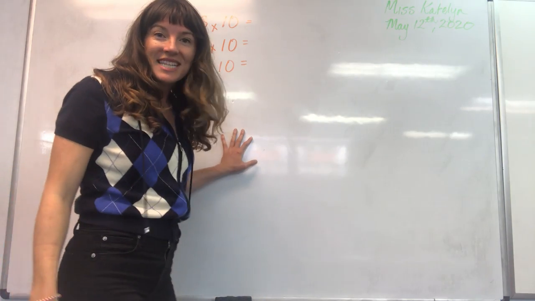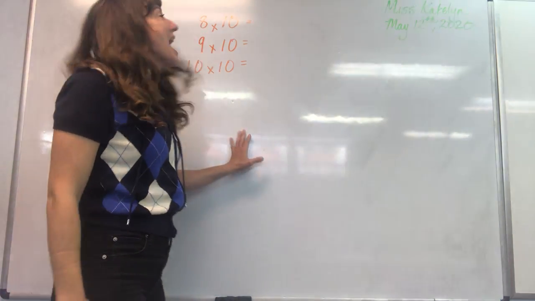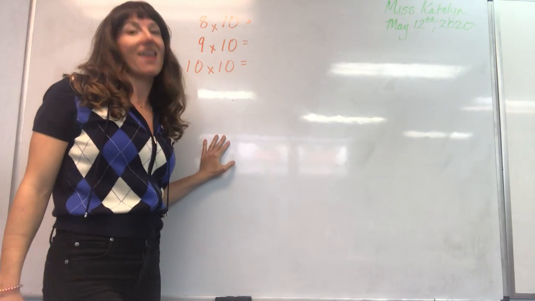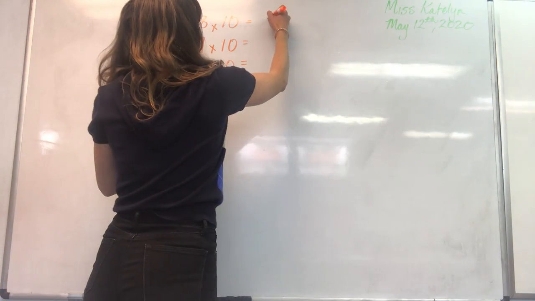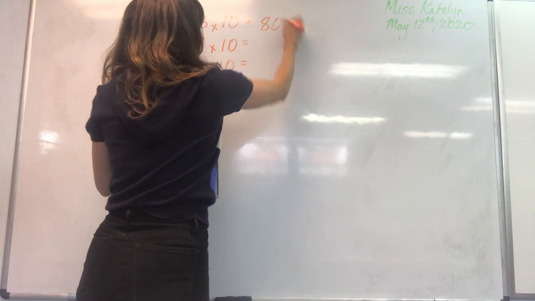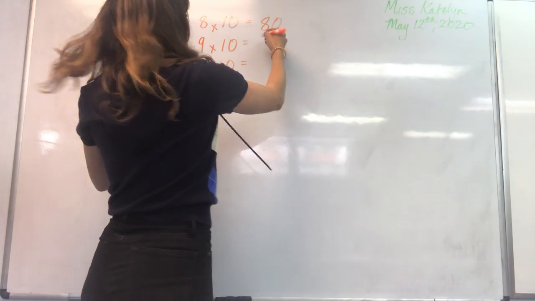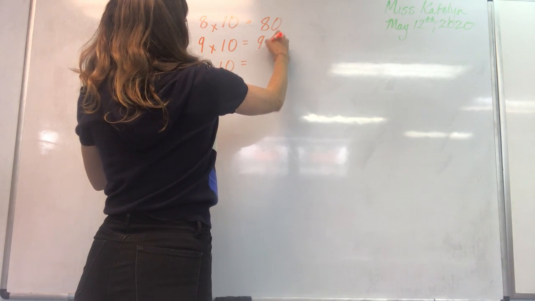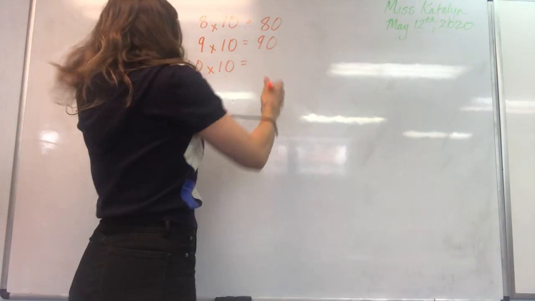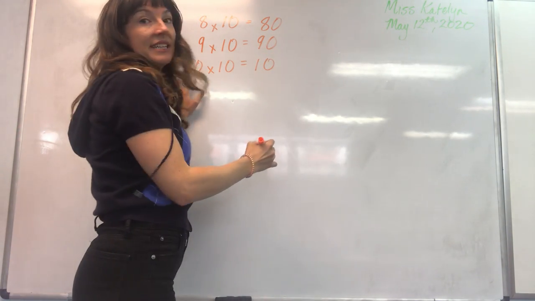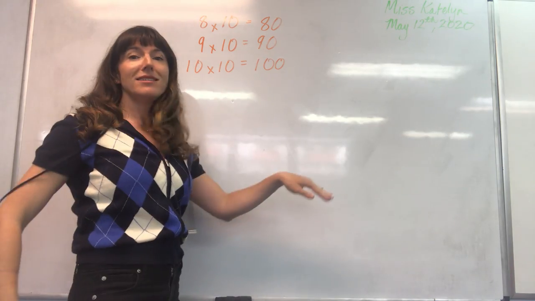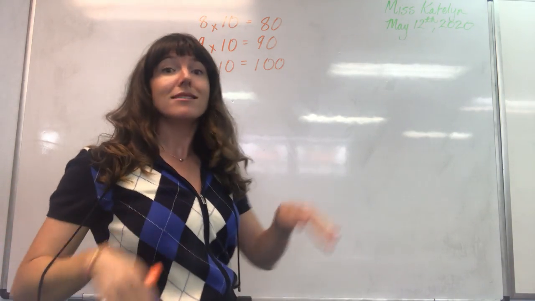All you have to do is take the 0 from the 10 and put it behind the other factor, okay? So you copy the other factor and you add a 0. Done. Copy the other factor and add a 0. Done. Copy the other factor completely and add a 0. Done, done, done.